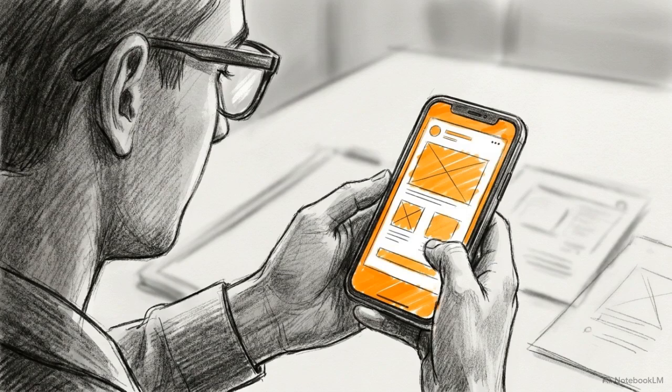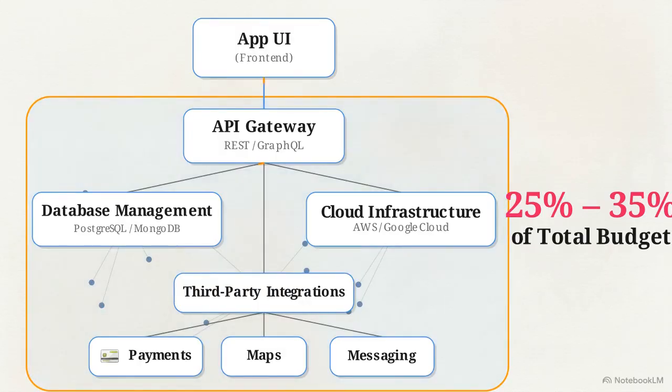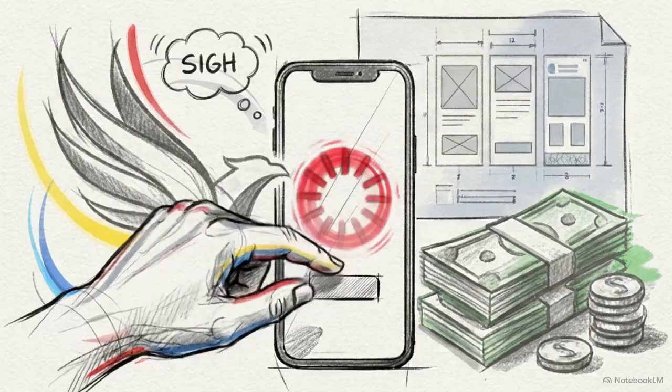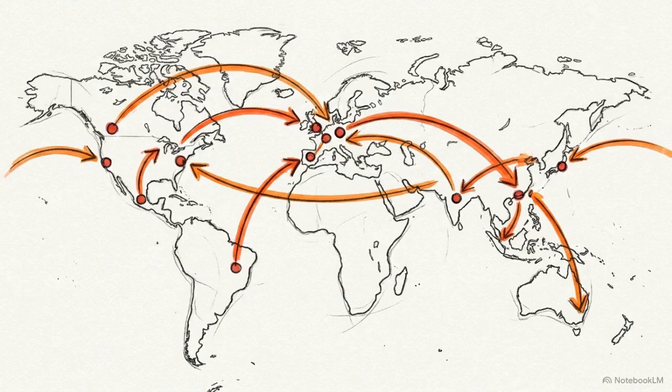Founders often mistakenly assume the cost of the app is just the cost of the screens the user sees. That UI is only the surface. Beneath it lies the invisible infrastructure, the servers, databases, and APIs required to make the app actually function. Building this backend typically accounts for 25 to 35% of your total budget. Focusing exclusively on the front-end design creates a budget blind spot that can stall a project once the real technical work begins. The second major cost variable is the physical location of your development team.